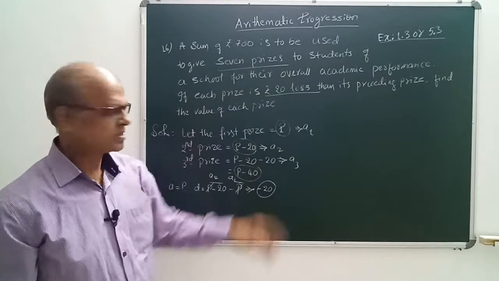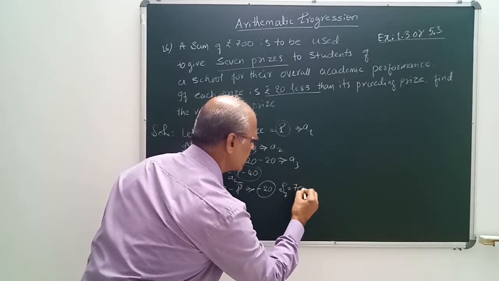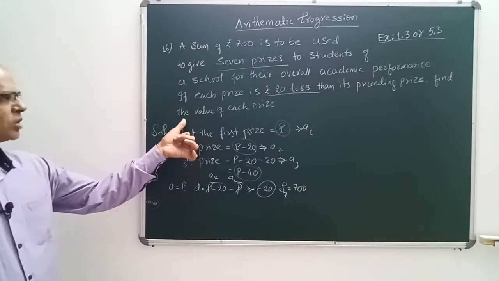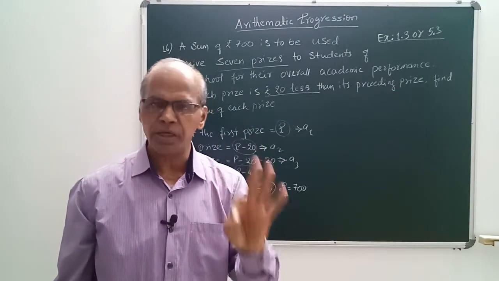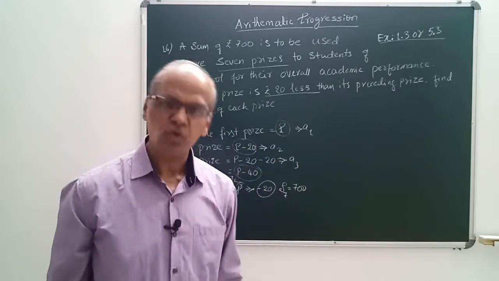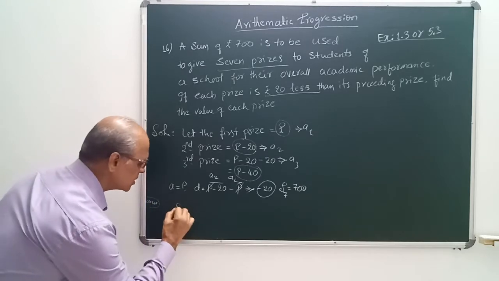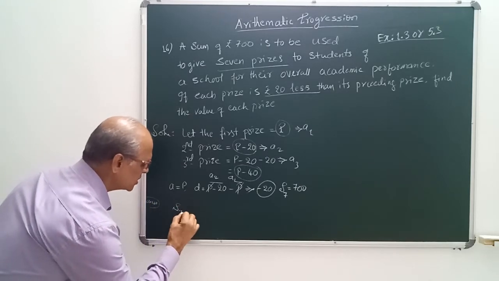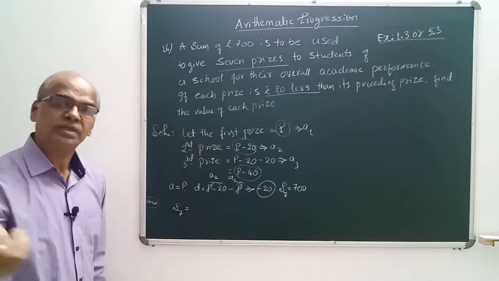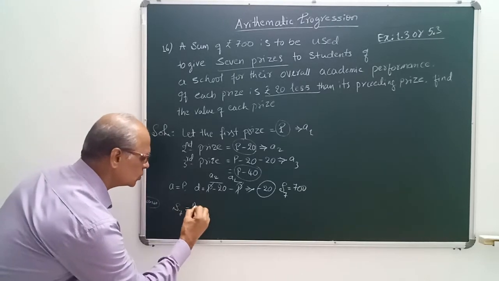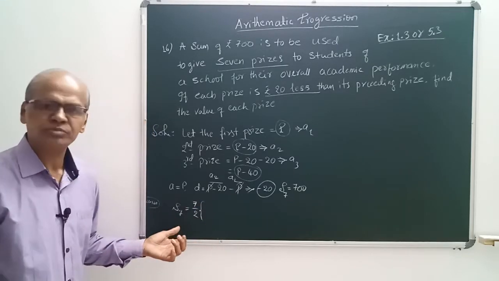What is this 700? You have to take it as S7 is equal to 700. So what do we have to find? Each prize, means up to 7 terms, A1, A2, A3 and so on up to A7 we have to find out. To find that, see what we have to do first. P we have taken, it is an unknown term. We have to find the value of the first term. So S7 is equal to n by 2, where n is 7. The formula I hope you know, so directly I am substituting the values.